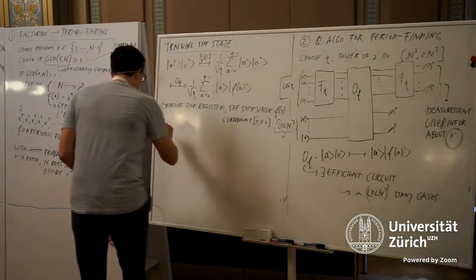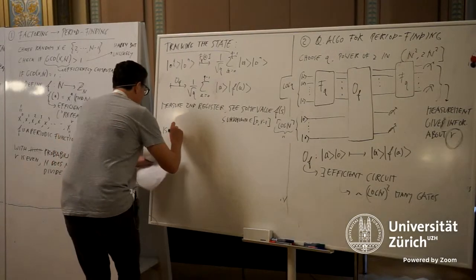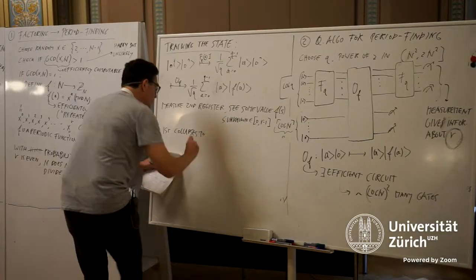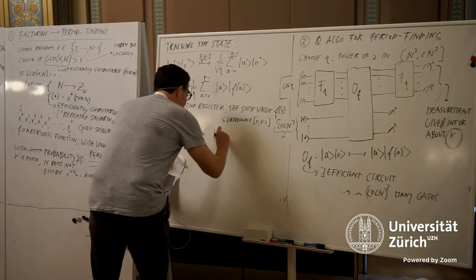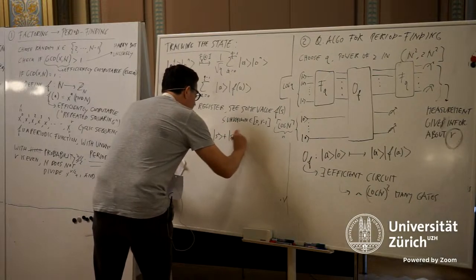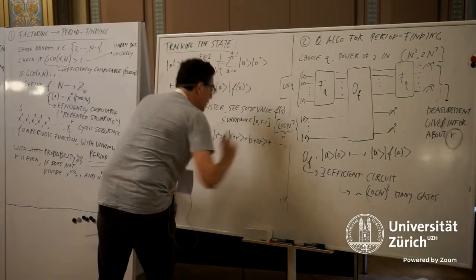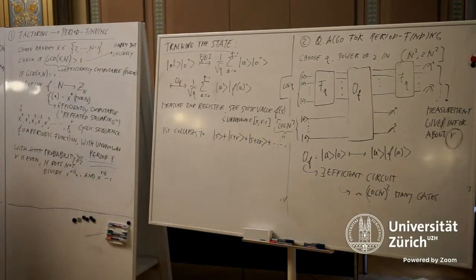So the first register collapses to a superposition: ket s plus ket s plus r plus ket s plus 2r, etc. So this is actually a very nicely spaced superposition. Right? The basis states that are supported by this superposition are all separated by a number r. And remember, it's this r that we're trying to find. Maybe at this point I will erase this board and draw a helpful picture here.